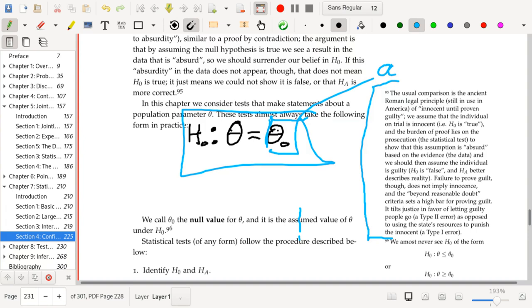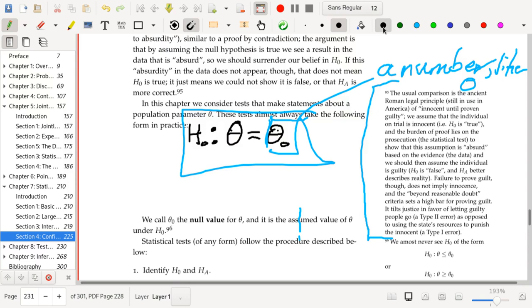So you're going to replace theta naught with a number, like zero. Zero is a number. So the null hypothesis will say something like theta equals zero. Theta is the population parameter that you're actually interested in. Under the null hypothesis, you say the population parameter is zero or something. The population parameter theta is 10. The mean IQ under the null hypothesis is 100. You're going to say something like that.